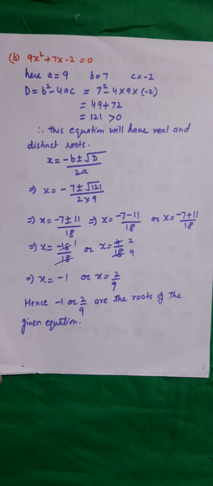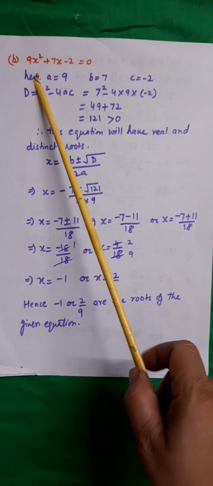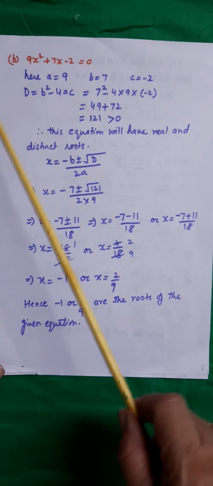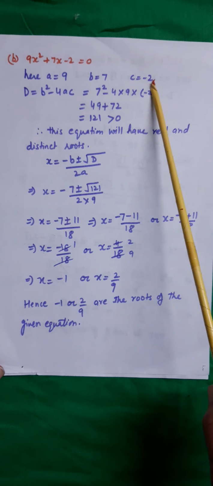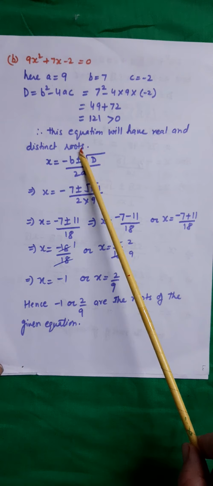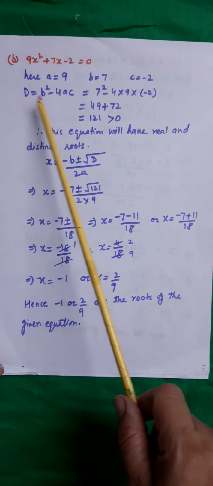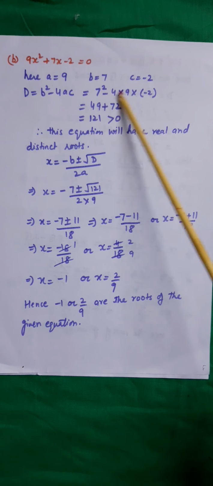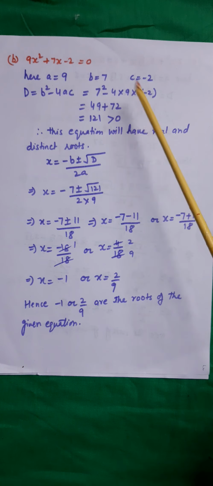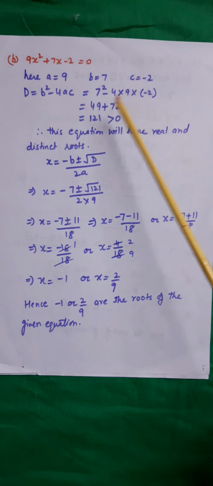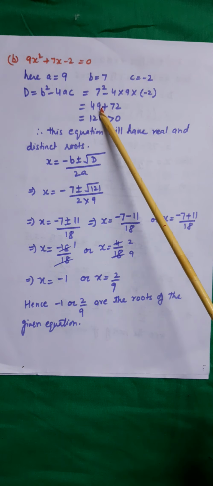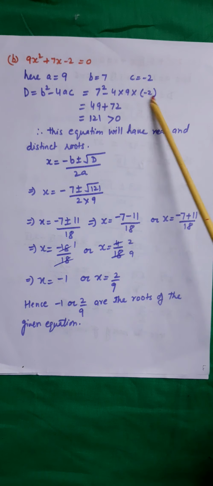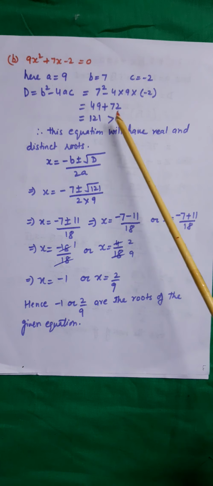Example number 2. 9x square plus 7x minus 2 is equal to 0. Here a is equal to 9, b is equal to 7 and c is equal to minus 2. Let us find out D. D is equal to b square minus 4ac, that is equal to 7 square minus 4 into 9 into minus 2, which is equal to 49 plus 72. Minus and minus will become plus 72, which is equal to 121.